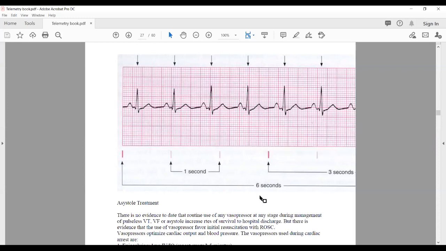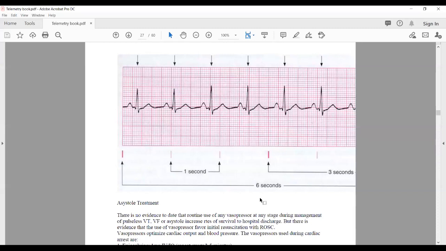And let me stop here, because if you're wondering where these numbers are coming from, let me assist you. So we have a 6-second strip. That's how every telemetry monitor or machine works: when you press the button to eject the strip, it's going to give you a 6-second strip. That's just the way the machines are set up. But when we calculate the heart rate, how are we calculating it? We're calculating it in beats per minute, right? Not 6 seconds. Nobody wants to know how the heart beats in 6 seconds. We want to know the heart rate in 1 minute.